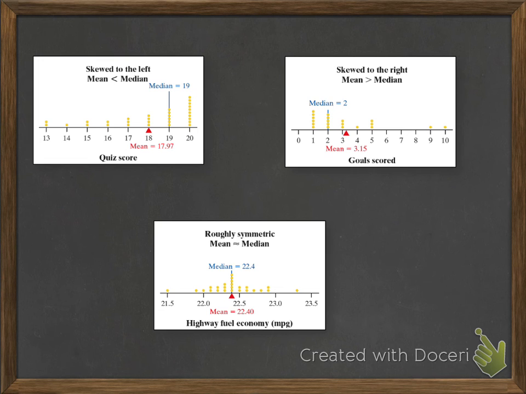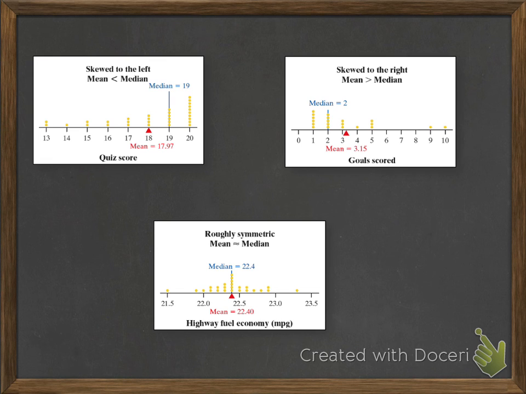Now, here's the bonus question, and the last question I'm going to ask. Why is some data skewed and some data symmetric? Okay. The answer is because of natural cutoffs. What do I mean by that?